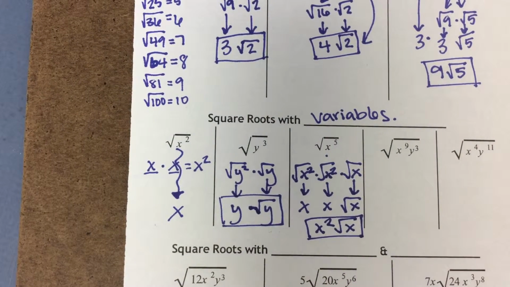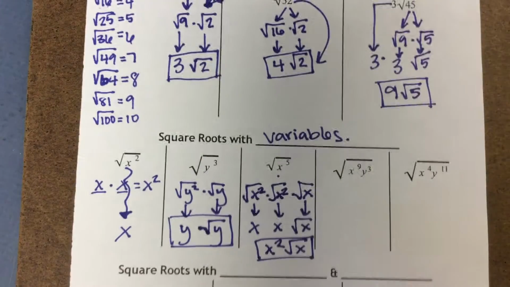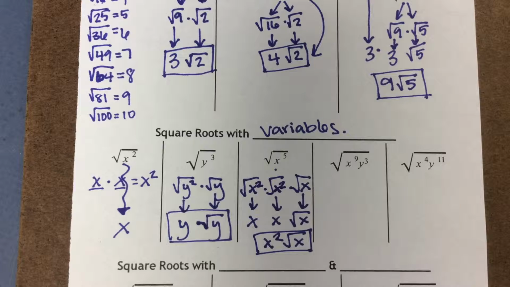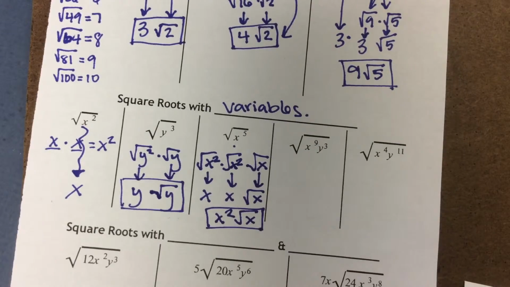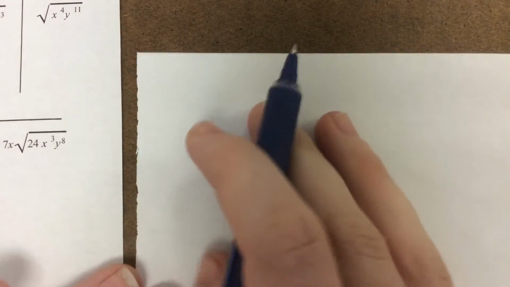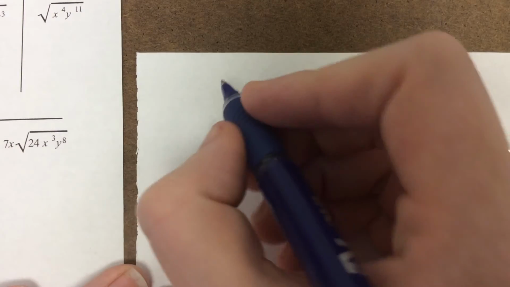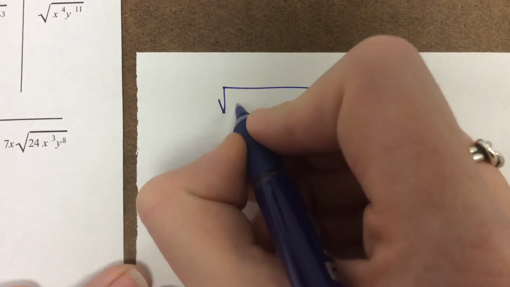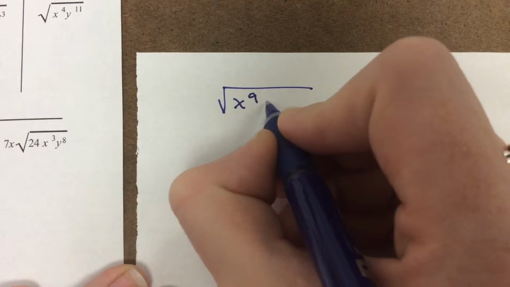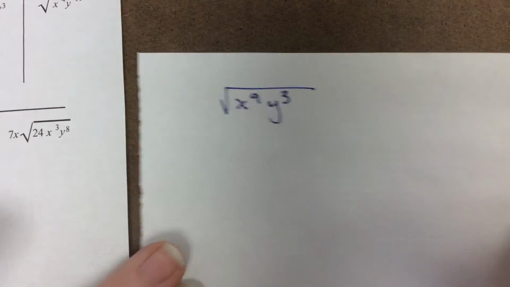All right. We're going to try this one, but we're going to try it on the back because I'm going to write it out expanded, and then I'm going to show you a trick that will work for simplifying variables and square roots. So we're going to do the square root of x to the 9th y cubed. You can do this on the back of your paper.